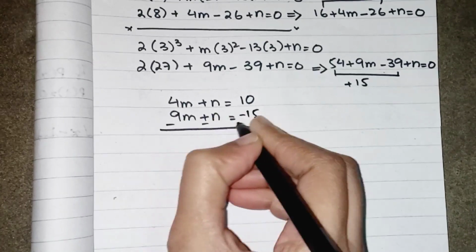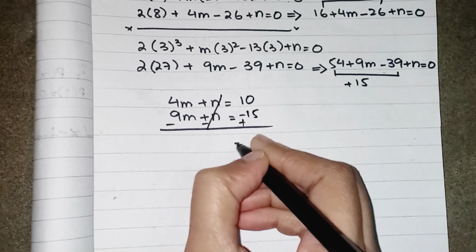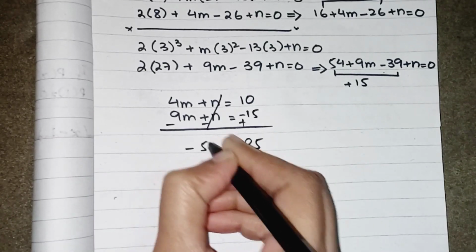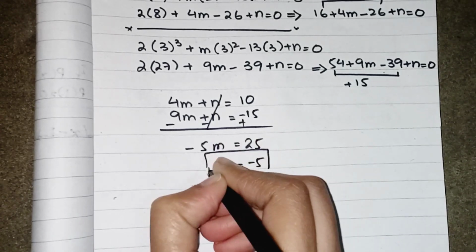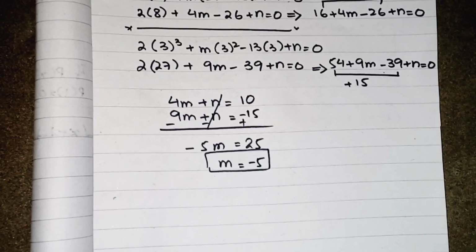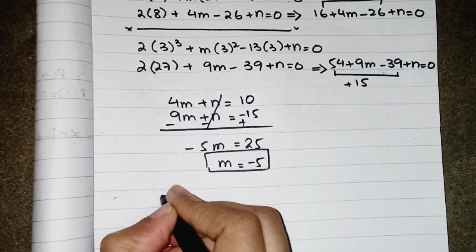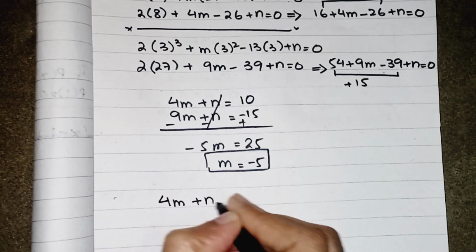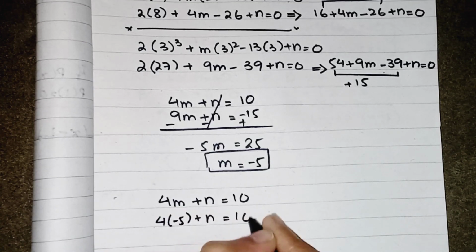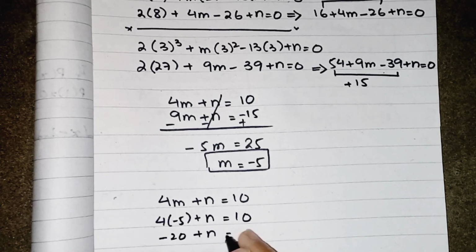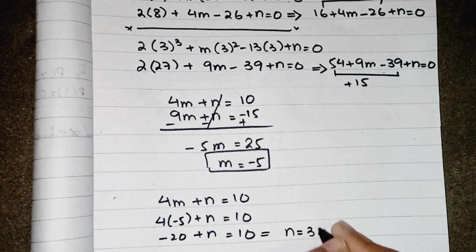After subtraction, we will get the answer. The n's will be subtracted from each other. It will give us 25 minus 5m, so we can say that m is equal to minus 5. Clear? Now putting the value of m in any one equation, we will get the value of n. So 4m plus n is equal to 10. 4 times minus 5 plus n equals 10. Minus 20 plus n equals 10. And then we can say that n is equal to 30.